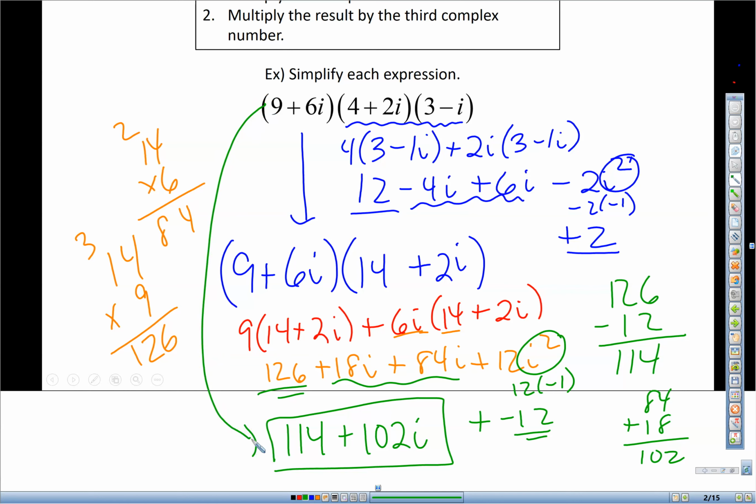And notice it's a new complex number. When you multiply complex numbers together, your answer should always be a complex number. It might be one of the subsets of complex numbers, such as a real number or a pure imaginary number, but it's still a complex number.